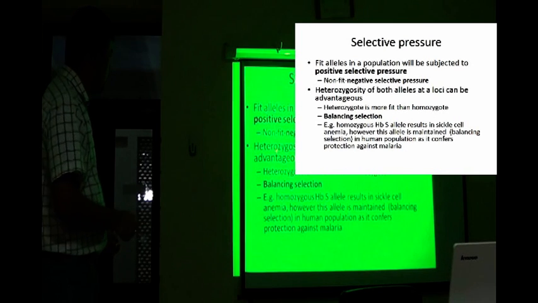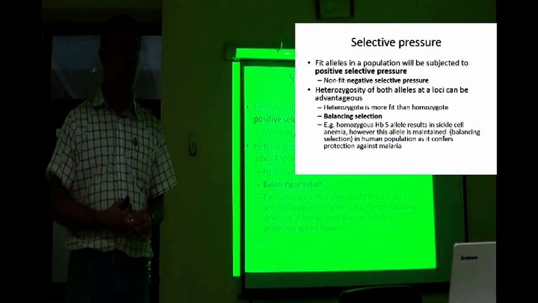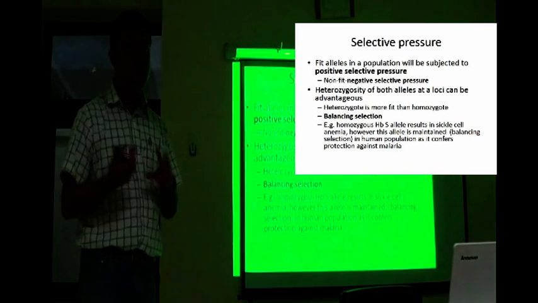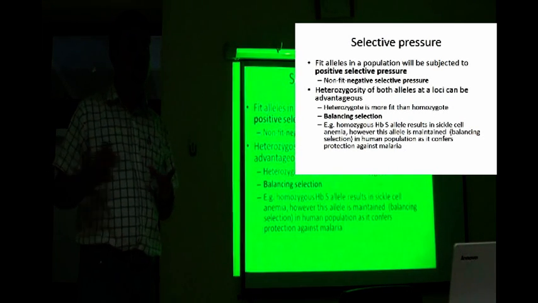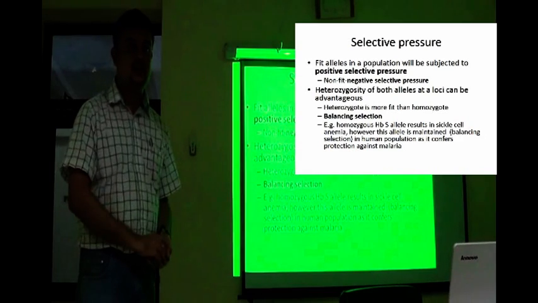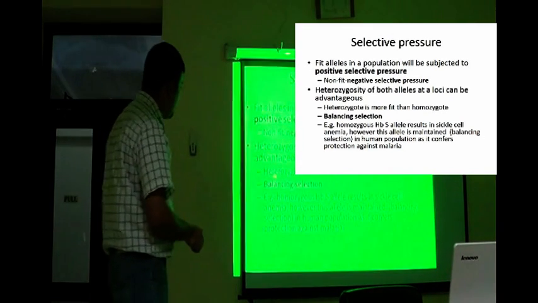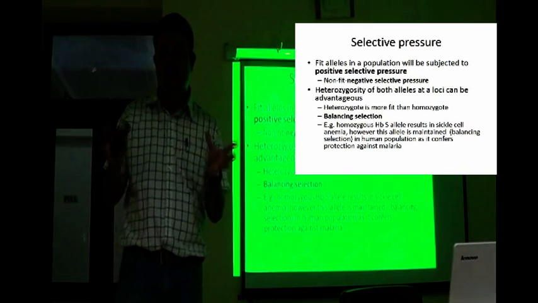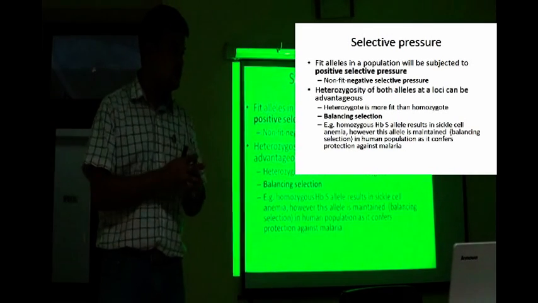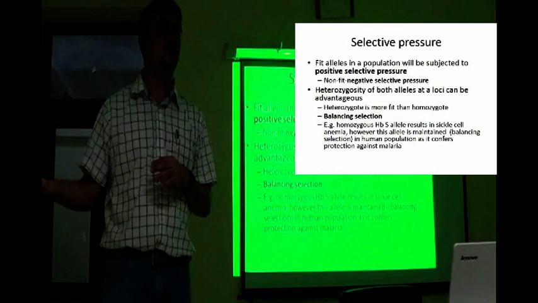Heterozygosity of both alleles at one locus can be advantageous. Two different forms of the same gene at the same position. Locus means the same position in the chromosome. A heterozygote is more fit than a homozygote because it has two different kinds of functions, that is what polymorphic means. Two different proteins, for example, are coded by the heterozygote. So that is actually advantageous for the survival of that species, and that is what we call balancing selection. Is it positive selection, negative selection? Here it is balancing selection because it is heterozygous, with two forms of the allele. Both are conferring some advantage for that particular individual.